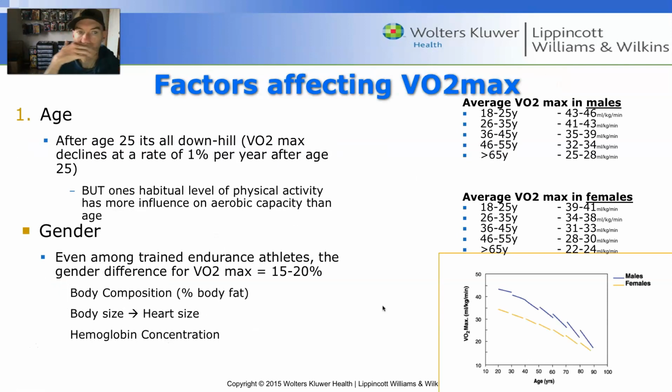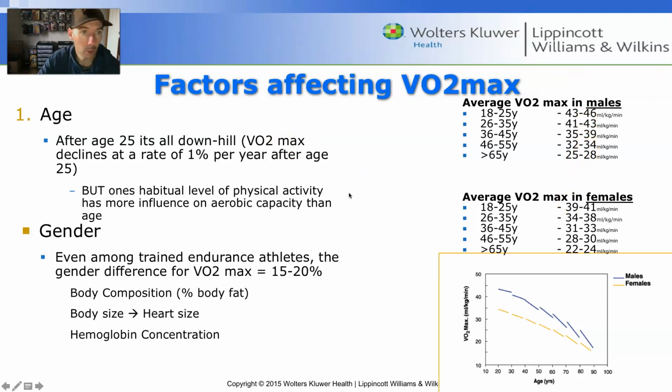Age. It's been found that after the age of 25, VO2 max declines by 1% per year. So if we look over here at the average VO2 max for males and females both, as people get older, VO2 max tends to slowly decline.